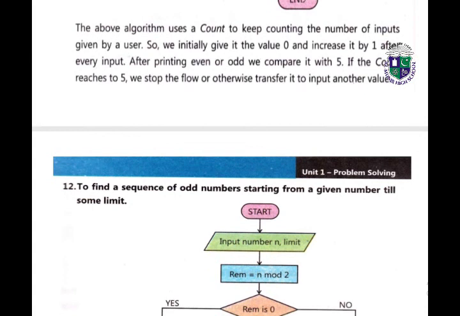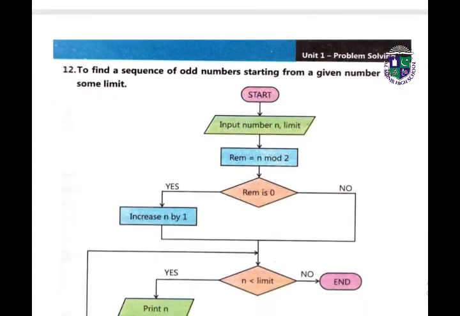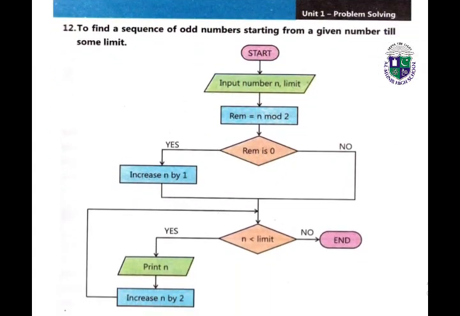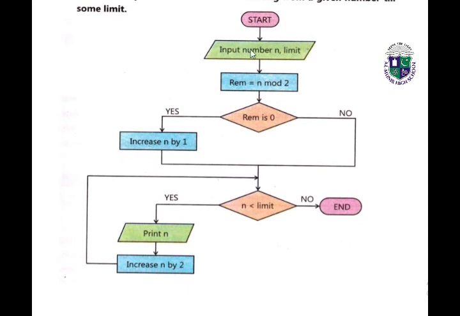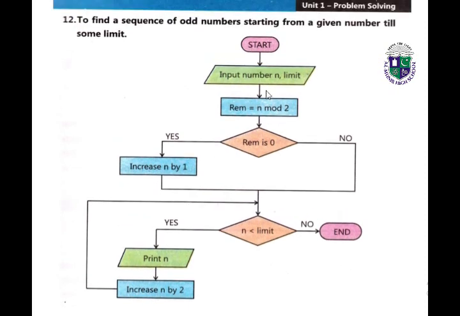In the last, we have question number 12, to find a sequence of odd numbers starting from a given number till some limit. So please understand this flow chart. And this flow chart is telling you to find a sequence of odd numbers starting from a given number. You will give any number and it will start taking odd numbers from there.